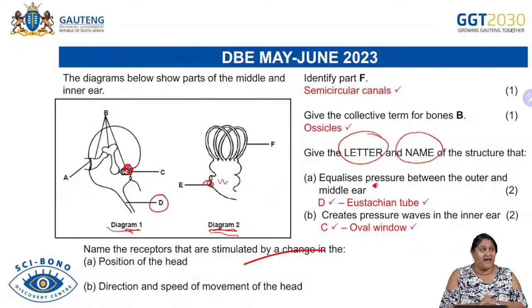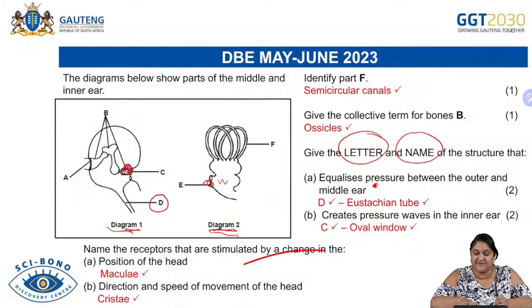Okay, and then we have: name the receptors that are stimulated by a change in the position of the head. Now remember what I said, the position of the head is the maculae. Don't be alarmed by the spelling here. Maculae is the plural, and then the direction and speed of movement of the head has to do with the crista. That's why I said we have to do this activity to show you that here we're talking about the structures, we are talking about balance, and this is actually found in section A in your question paper.